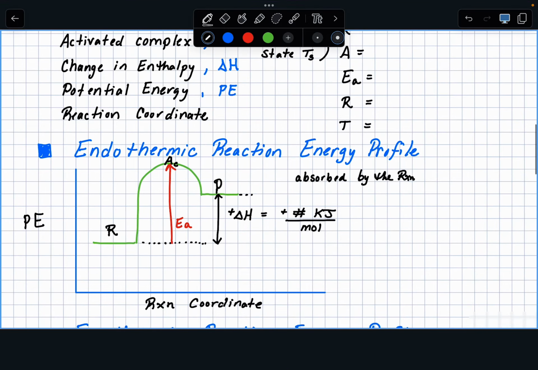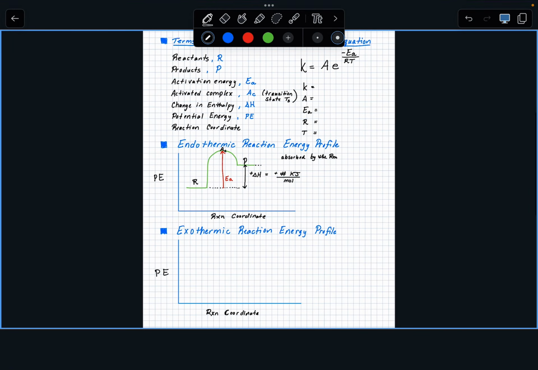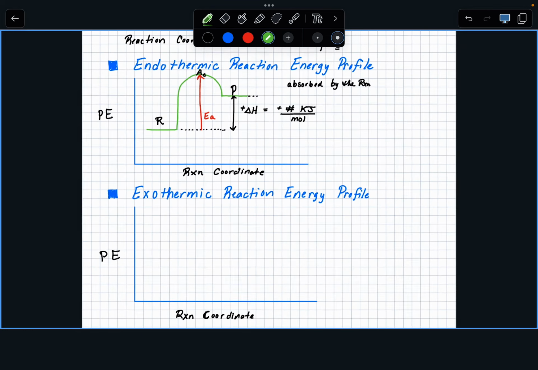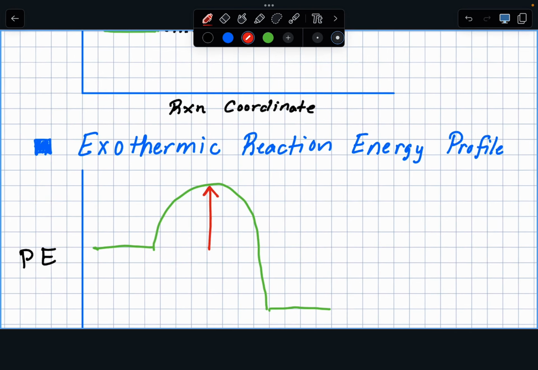Instead of being released. And then the opposite will happen when you have an endothermic reaction. So for an endothermic reaction, you would say, okay, maybe my reactants start here. My products have to be down lower. And then if you connect it, it has to go up a little bit and then down. And the height of this amount is, again, our activation energy.